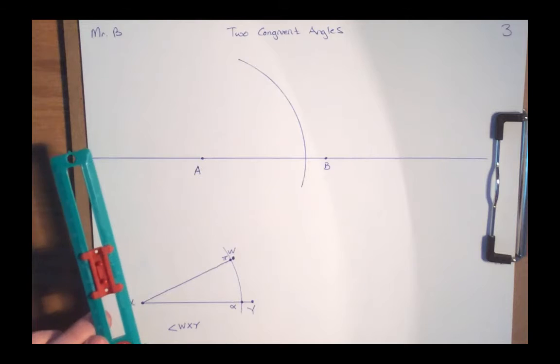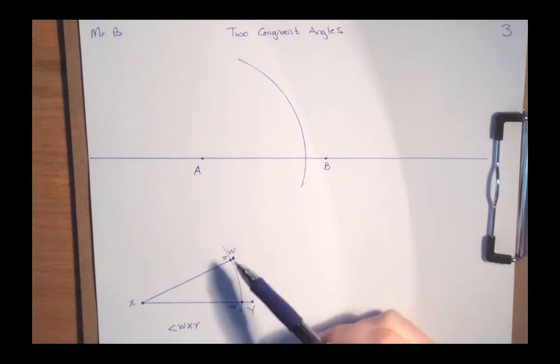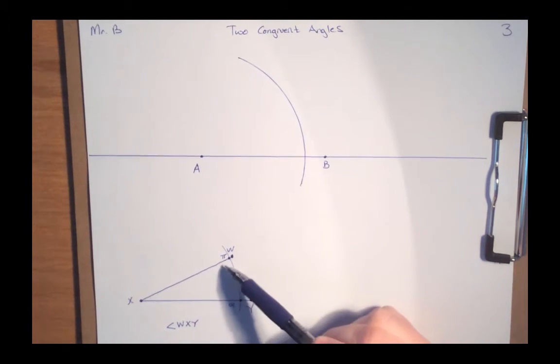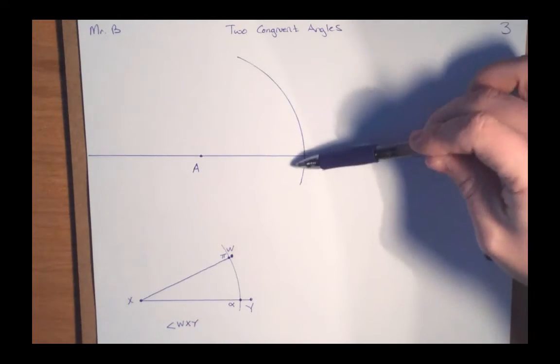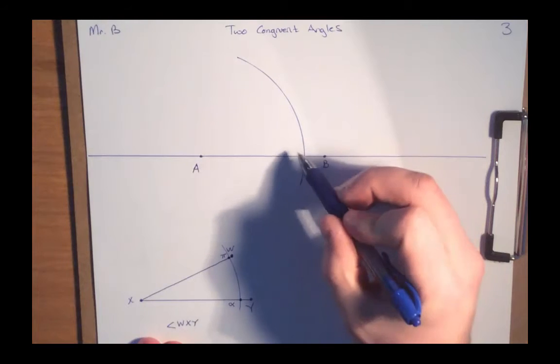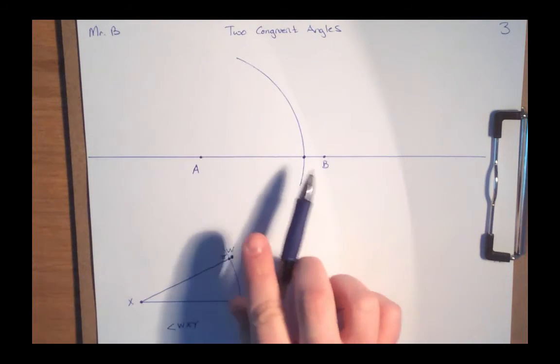The way we find congruent angles is we're going to measure the distance with the compass between ichthus and pi and transfer that distance up here to this arc. So I'm just going to put a generic point right here. I'm not going to label it yet. So right here.